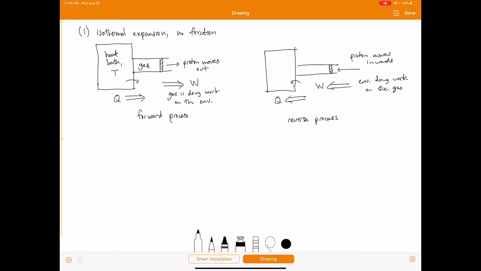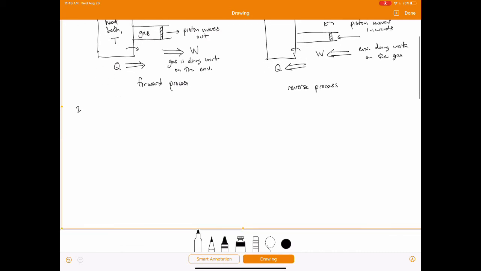When we think about the work, okay, so the gas did some work on the environment. It transferred some energy to the environment in the forward process. In the reverse process, that energy just went right back in. Okay, so everything is exactly back where it started. That's what it means to be reversible. So that's reversible for sure.